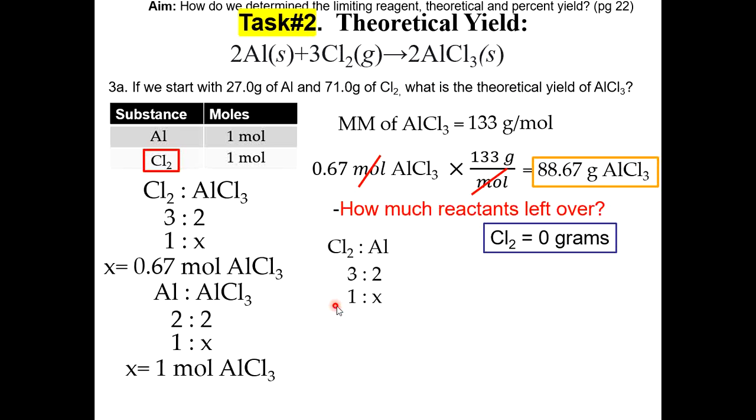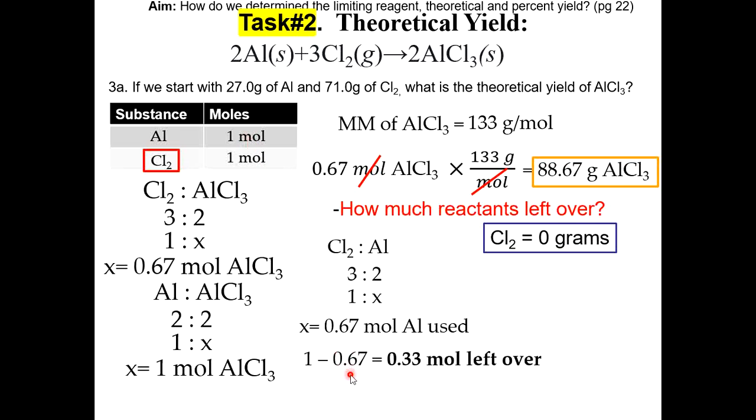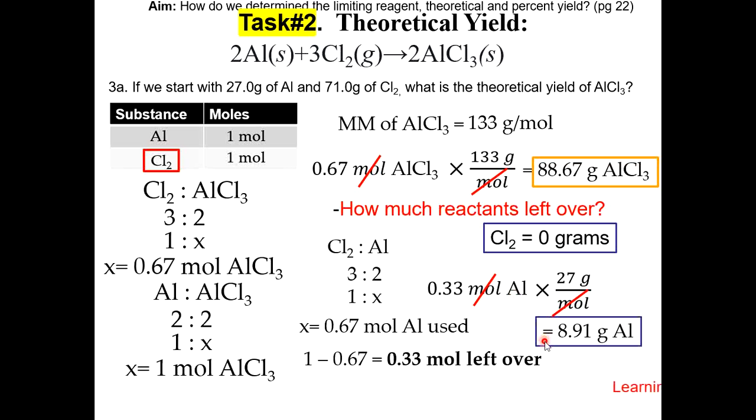Since 1 mole of Cl2 was used up, 0.67 mole of Al was used up. In the beginning, we have 1 mole of Al, therefore 1 minus 0.67 is 0.33 moles left over. How much mass is that? 0.33 times the GFM of Al is 8.91 grams of aluminum. That's how much aluminum that's left over from the experiment.